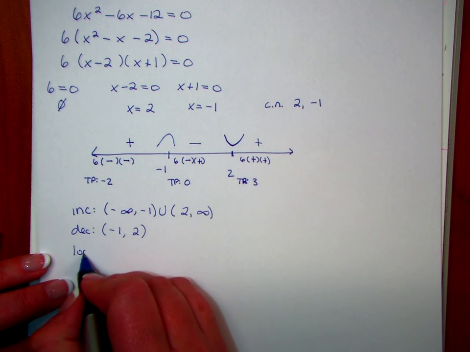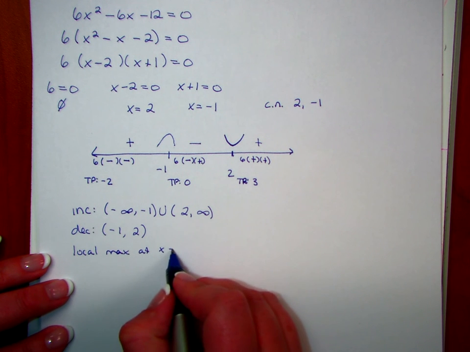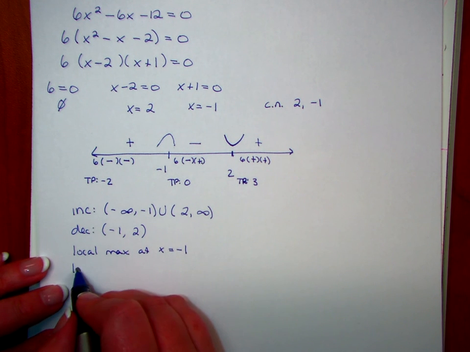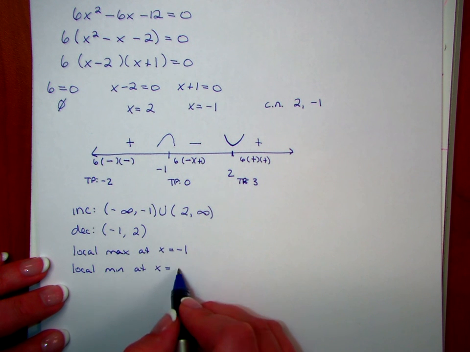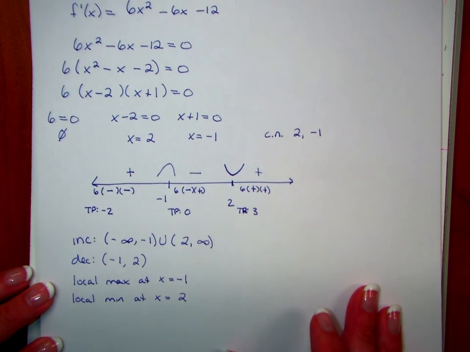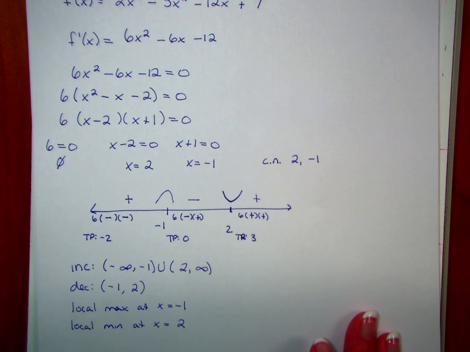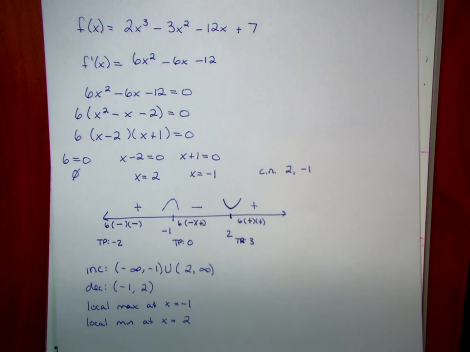So I know we have a local max at x equals negative 1. We have a local min at x equals 2. Here's your first derivative test and your increasing, decreasing test for a polynomial function. My videos have to stay under 15 minutes or they don't load to YouTube or to Canvas, and so I am going to stop here and continue the lecture in another video.